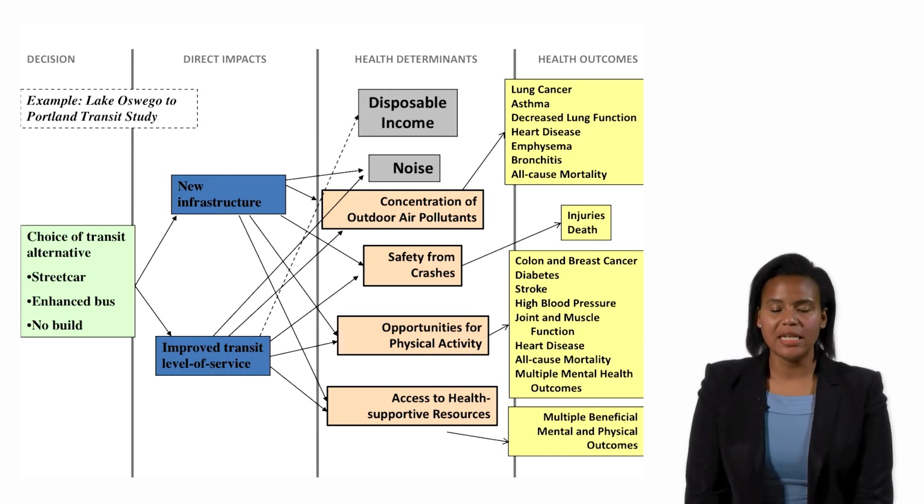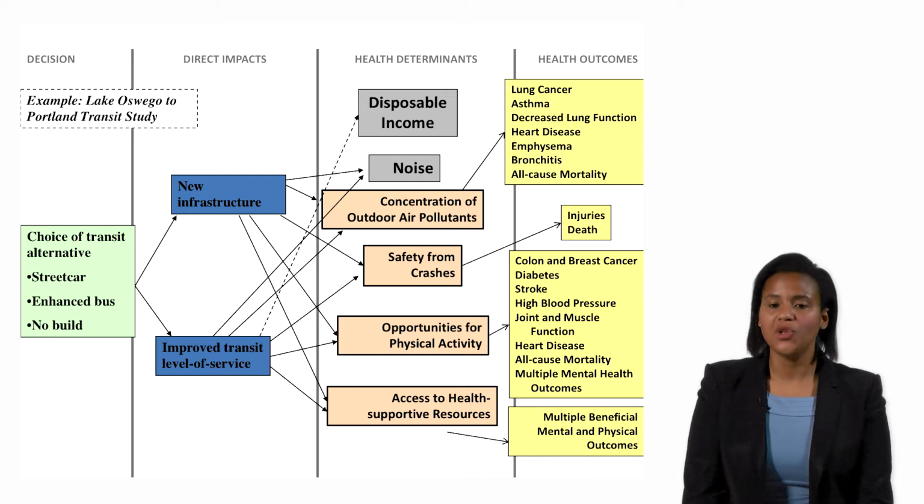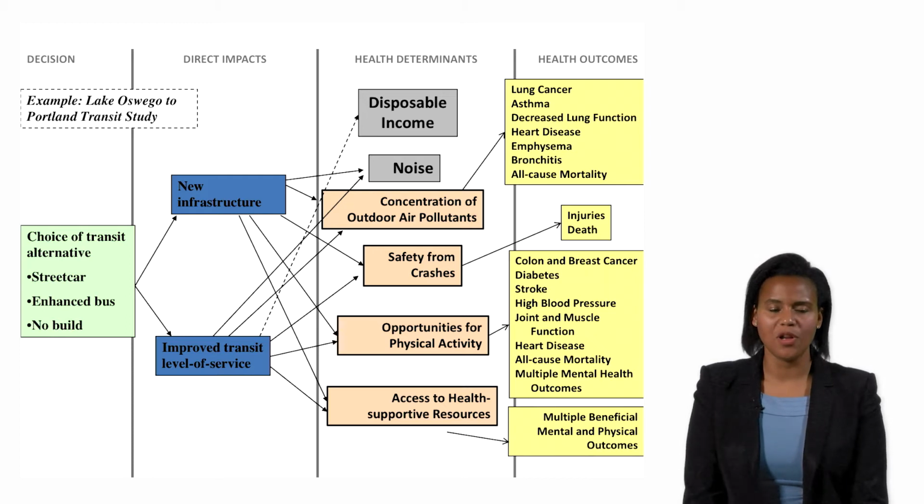If you are interested in looking at more examples, I encourage you to go to the website for the Health Impact Project. That map I showed you as part of Module 1, you can find on their website where you can search for HIAs and see completed HIAs and see the reports, and you'll be able to get a better sense of how people are coming up with these pathway diagrams. But this is really important as part of the scope.